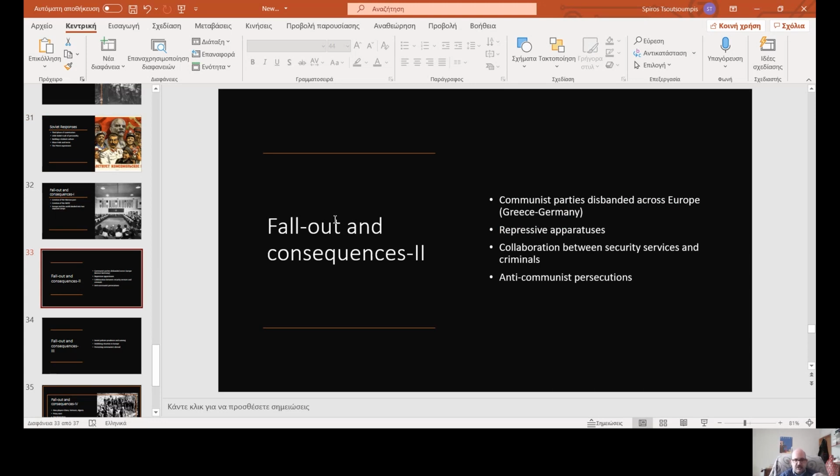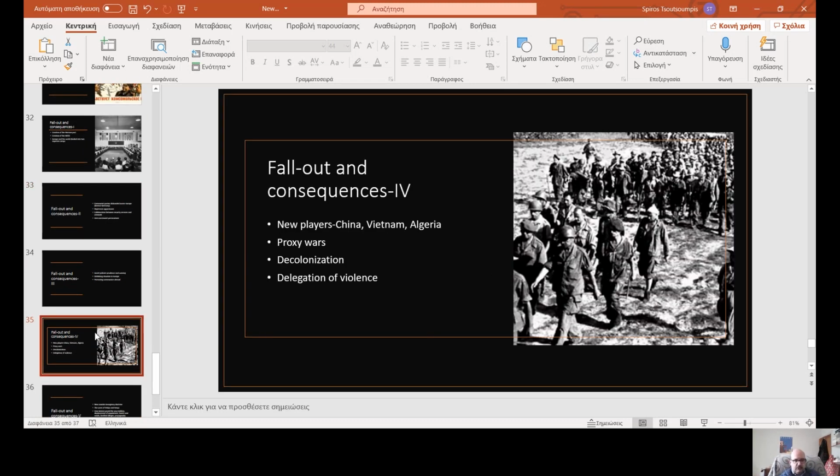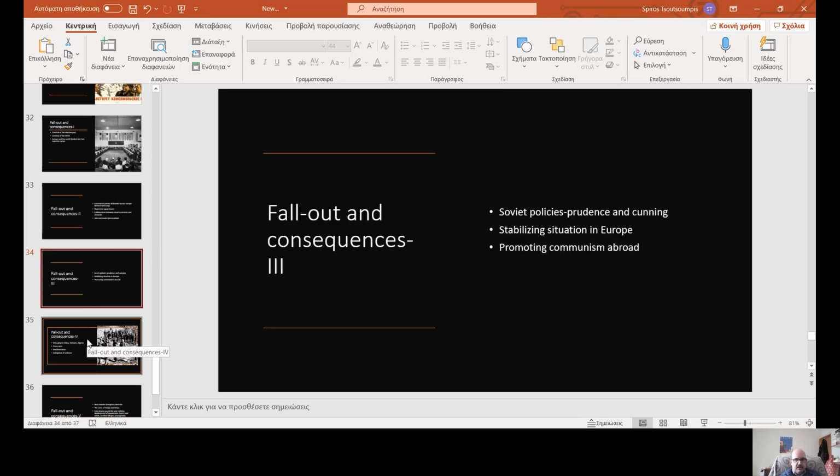And these policies also lead to a backlash in the West. So communist parties are disbanded across Europe. For instance, in Greece and Germany, communist parties are outlawed. Western countries build very large repressive apparatuses, and they even collaborate with criminals and gangsters in order to suppress the communists. So they understand that the communists are adopting aggressive policies, and we must be equally aggressive in suppressing what they now see as an internal danger. Trade unionists, communist parties, they use spies and criminals to suppress them, to persecute them. So there is also an anti-communist backlash in Eastern Europe, and there are other consequences as well.